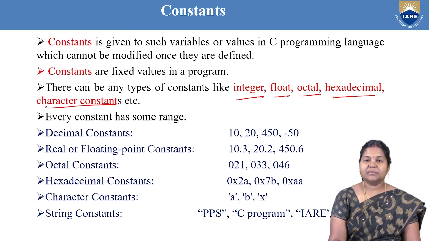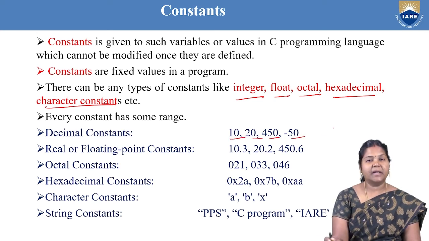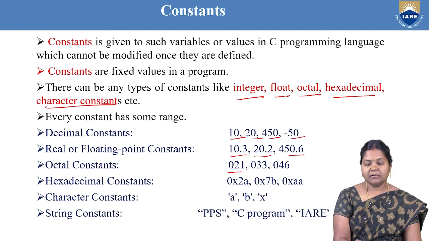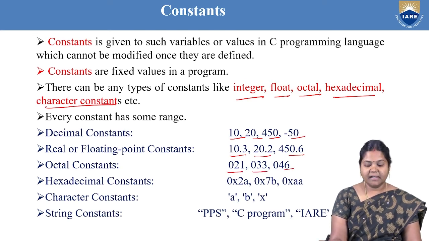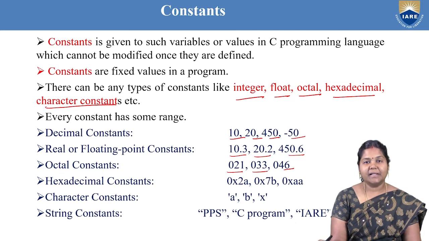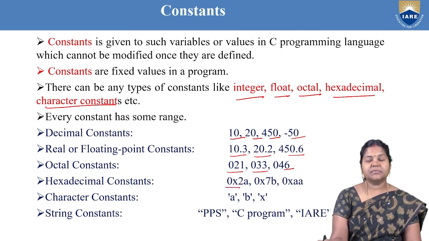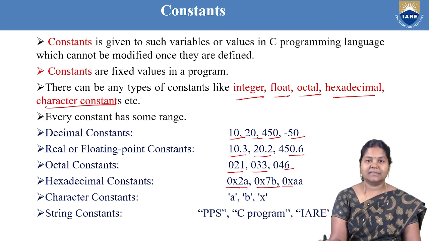Now, let us understand some decimal constants or integer constants. 10, 20, 400, 500, minus 550, minus 100, any fixed number you write, those are called integer constants. Then real or floating point constants are nothing but real values, like 10.3, 20.2. Then octal constants are those which start with a leading 0. Then a hexadecimal constant starts with 0x. It may be small x or capital X. So these are the examples of hexadecimal constants.